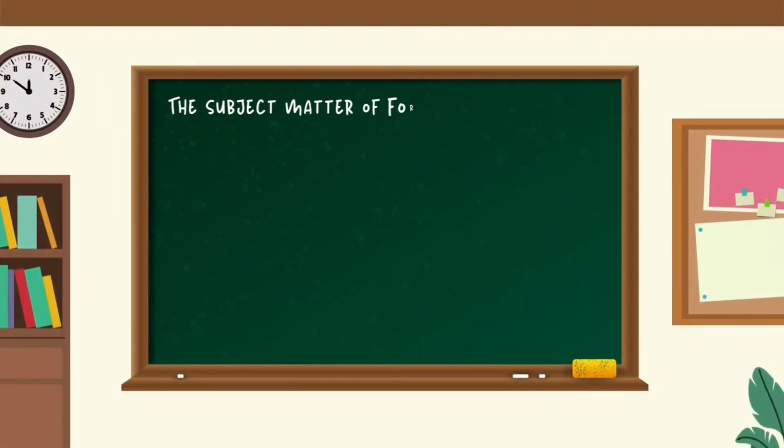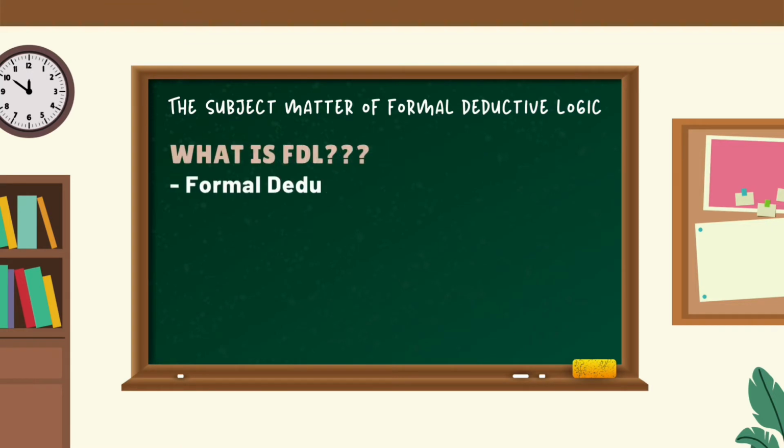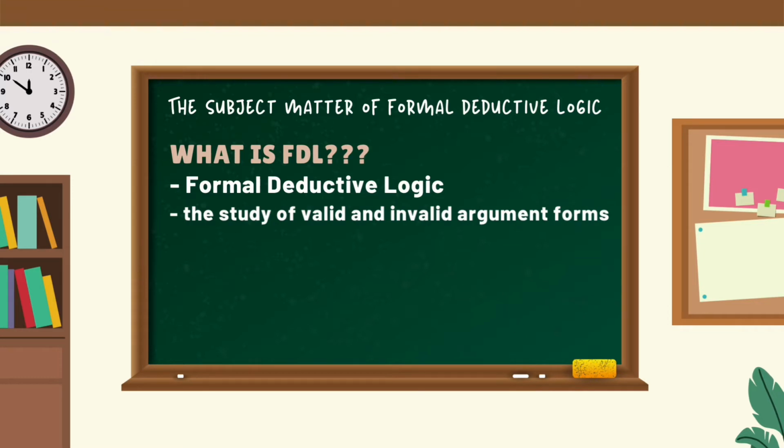Now, moving on to the discussion proper, what is FDL? FDL is formal deductive logic, wherein its subject matter can be defined in a variety of ways, depending upon the disposition of the logician. However, the common detail among those definitions is that formal deductive logic is the study of valid and invalid argument forms. Hence, these formal logicians believe that the essence of all arguments can be found in their argument forms.